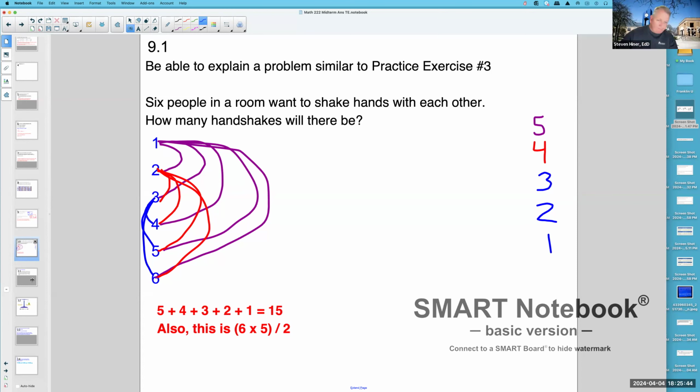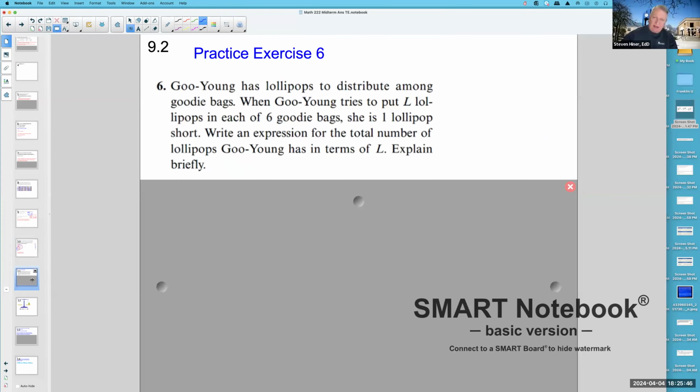All right. This one's not too bad. When I first read it, I thought it looked really complicated, but it's much simpler than they're making it. This is 9-2, which is expressions with variables.